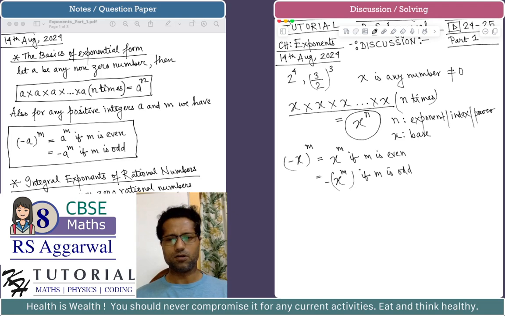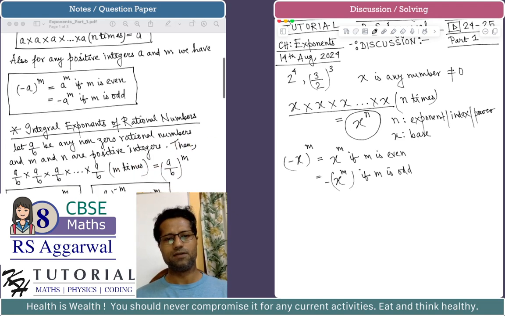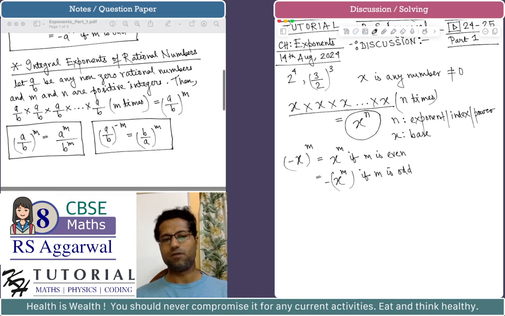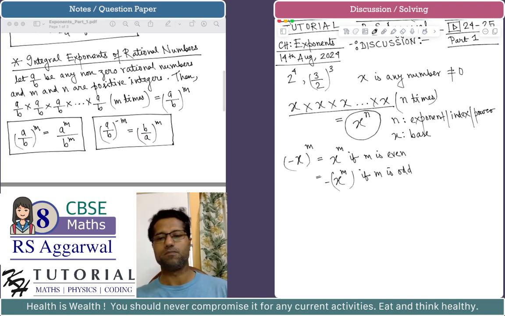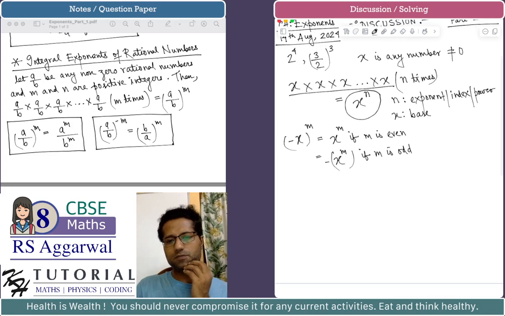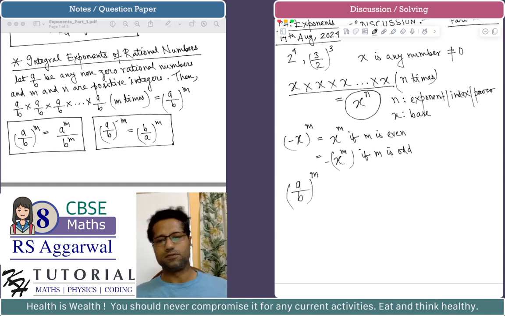Okay, now let's discuss the integral exponents of rational numbers. We will only talk about the exponential form of rational numbers where the exponent or the index of the powers will be integers. Now that integer could be a negative integer, it could be a positive integer, or even it could be 0. So we will be talking about the exponential form of rational numbers, that is, a by b.